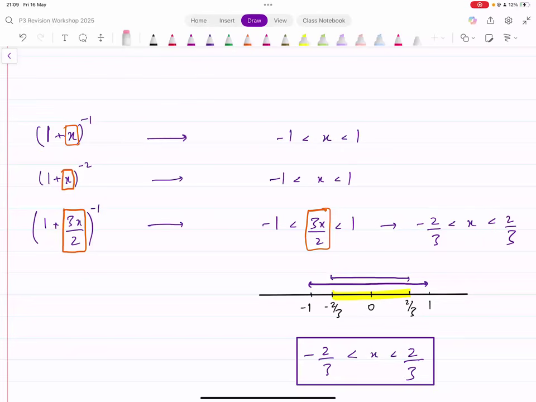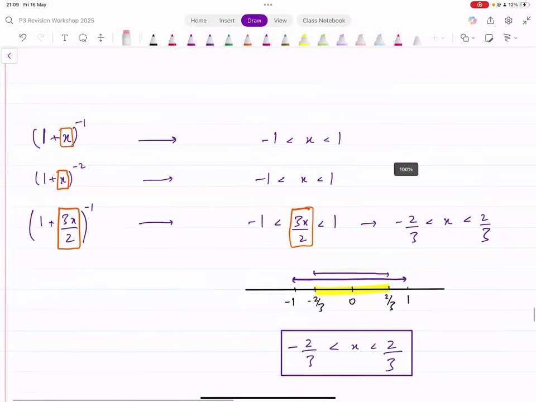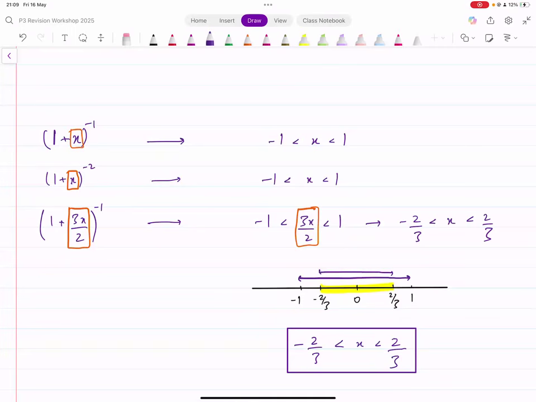Now we are getting from one expansion that x should be between minus 2 over 3 and plus 2 over 3, and from another expansion that x should be between minus 1 and plus 1. What's the final result that we get from this? Do we write this or this? We have to see what is common between them. Which values of x satisfy all conditions, for which values of x are all of these expansions valid?